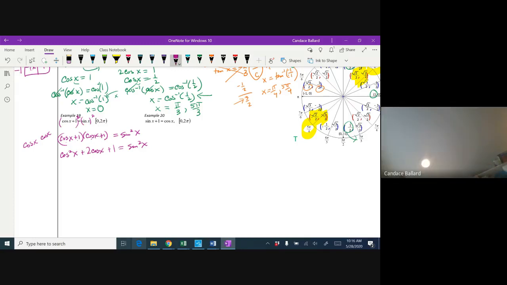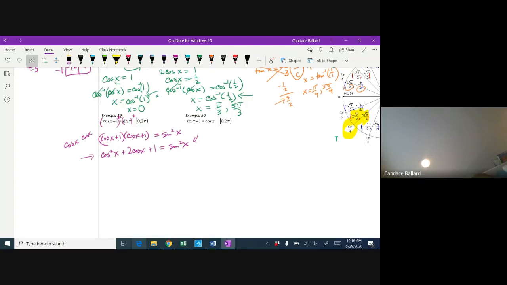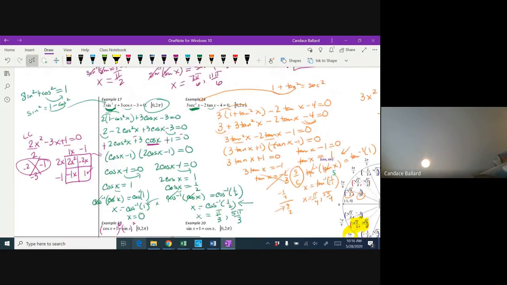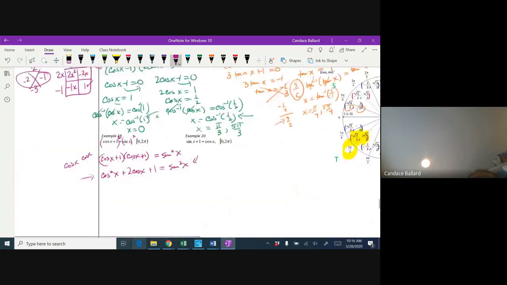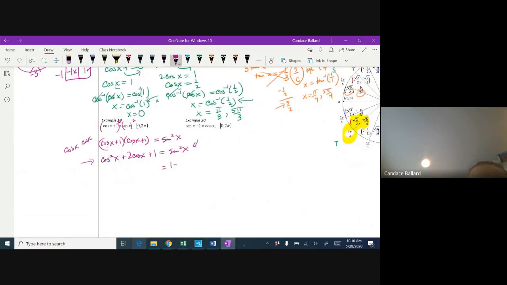All right. And now I've noticed I have a lot of cosines on the left side, but I still have a sine on the right side. So I do know that I have that identity. And I think we did it earlier. I'm going to steal it. We did it right here. We know that sine squared plus cosine squared equals 1, or when I move my cosine, I can substitute in 1 minus cosine squared. So I'm going to do that. 1 minus cosine squared x.